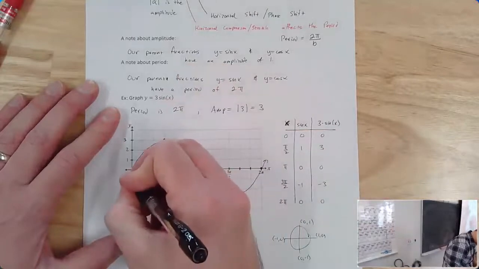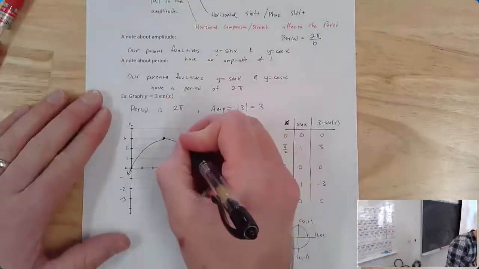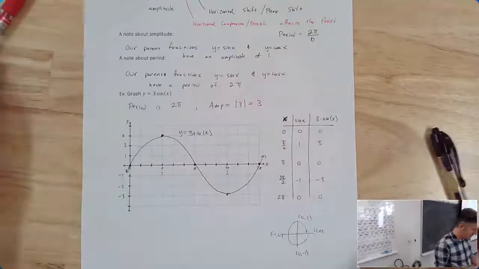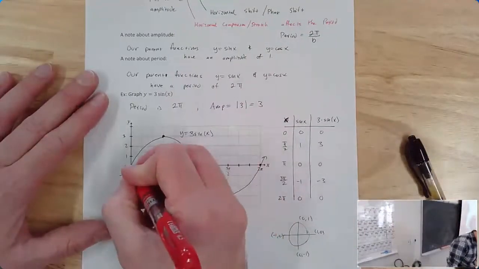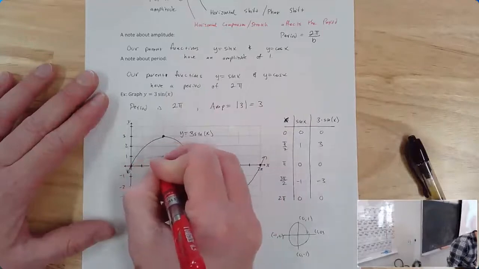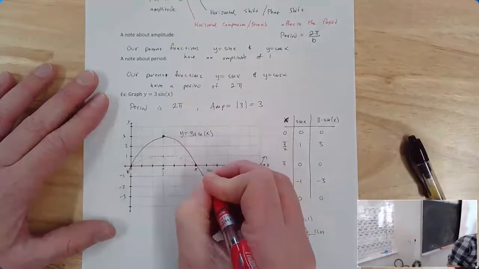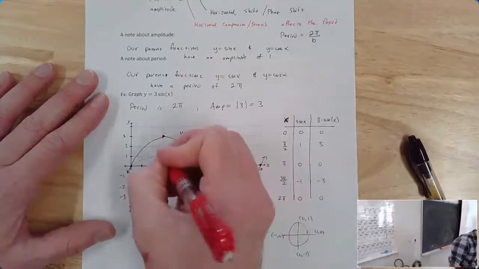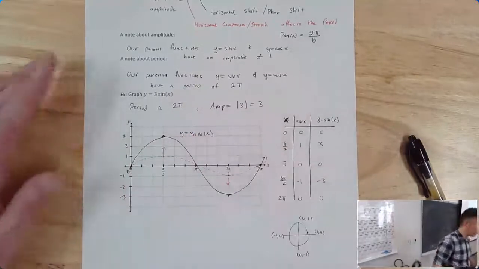But it's still got the same general shape. So this is y equal to 3 times sine of x, versus, just for comparison, here's the parent function. I'll graph it dashed. We're just stretching it away from the x-axis by a factor of 3.